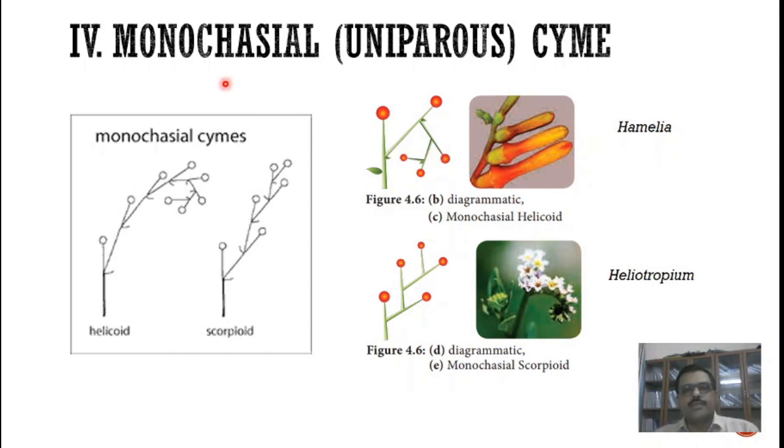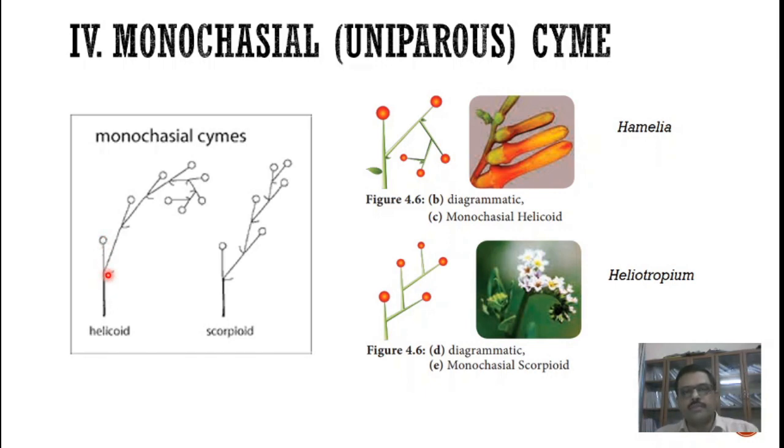And monocacial cymes show two patterns of growth. In one pattern of growth, we find that all the flowers are developed on the same side. നമുക്കിവിടെ കാണാൻ സാധിക്കും, the growth of the peduncle ends in a terminal flower, as in all cymose inflorescence.